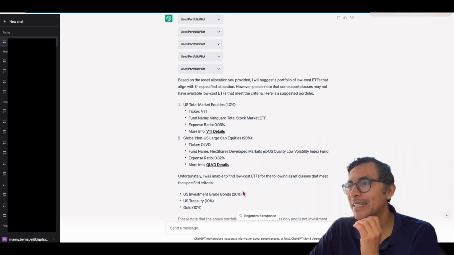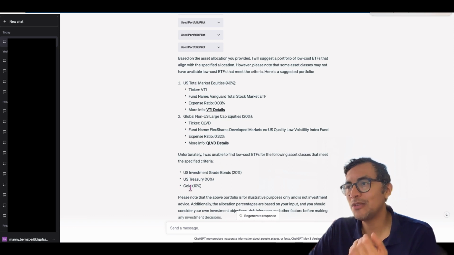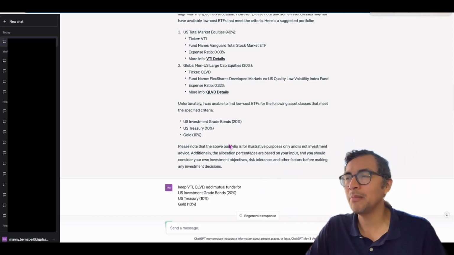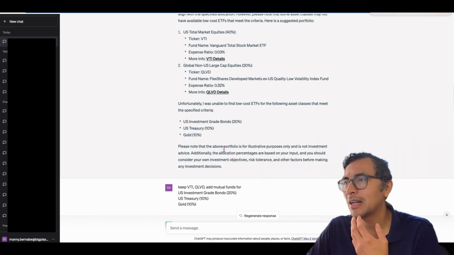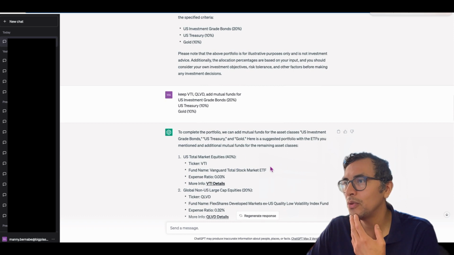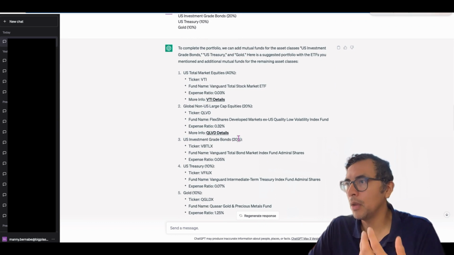That's very cool. But it didn't give me anything when it came to investment grade bonds, US treasuries and gold. So I think that's kind of interesting. Maybe if I were to work on this prompt a little bit more, it would give me these. I think these are pretty straightforward to find. I don't know what's complicated about it. So I just asked it to use mutual funds for investment grade US bonds, US treasury and gold, to complete the portfolio, and it went and did that.